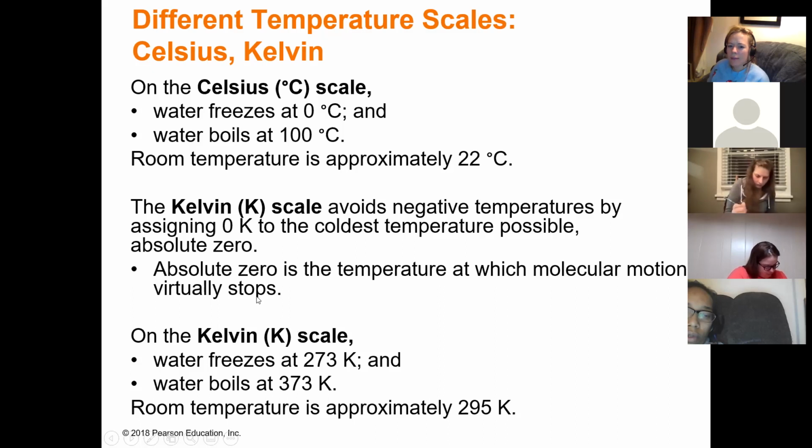Why do we do that? Why do we have a Kelvin scale? Well, the Kelvin scale shifts all the known temperatures over so that they're a positive number, so that we don't have a negative temperature.